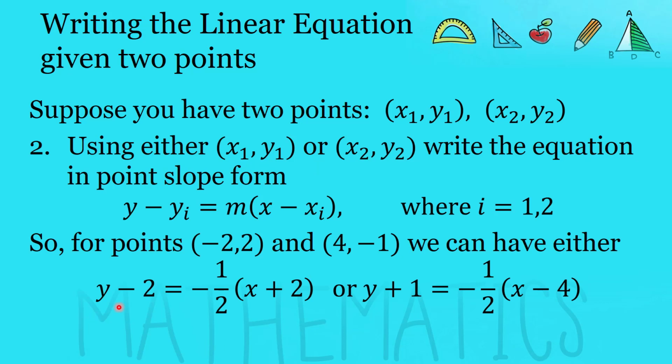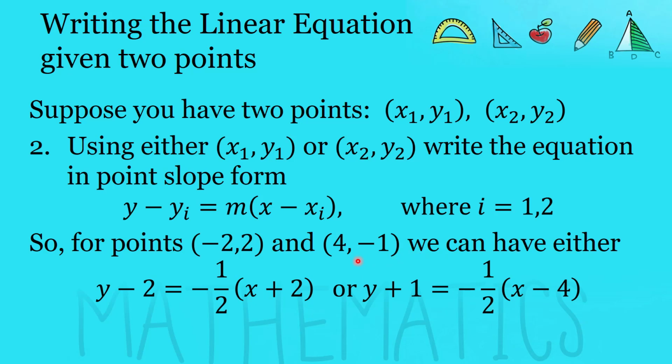It would be y minus y1, which is 2. That's going to be equal to our slope, which is -1/2, times the quantity x minus x1, which, since x1 is -2, would be x plus 2. Or if you wanted to, you could use this point, which is what we called x2, y2. Then you would have y minus -1, which is like y plus 1. That's y2 right there. And that's going to be equal to -1/2 times the quantity x minus x2, which was 4.